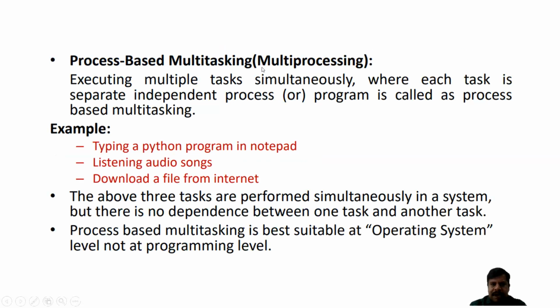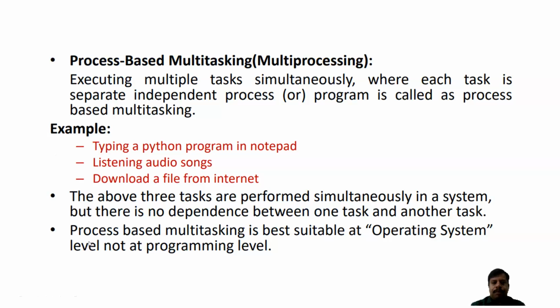Process-based multitasking, that is multiprocessing, is nothing but whenever we execute multiple tasks simultaneously, where each task is a separate independent process or program. For example, you are typing a program in Notepad. At the same time, you can listen to audio songs from your PC, and you can also download a file from the internet. These three are independent tasks, but they can be performed simultaneously. There is no dependence between one task and another task.